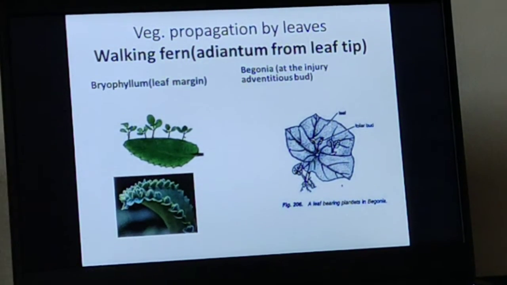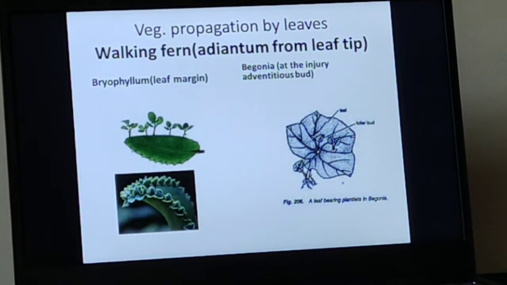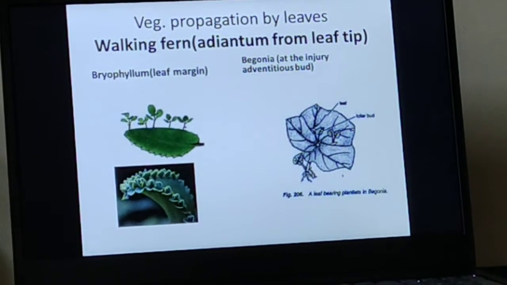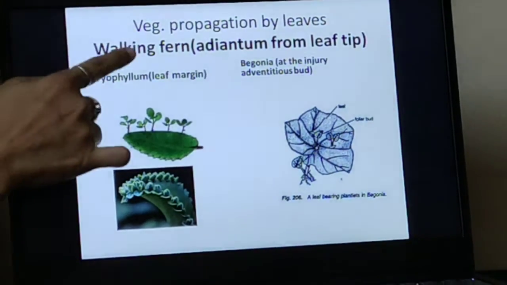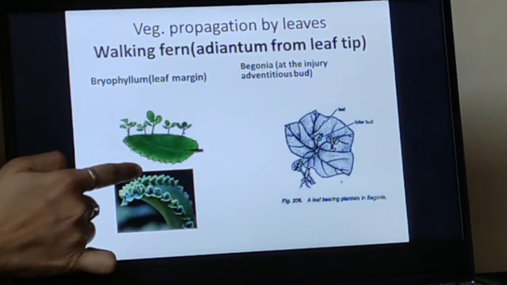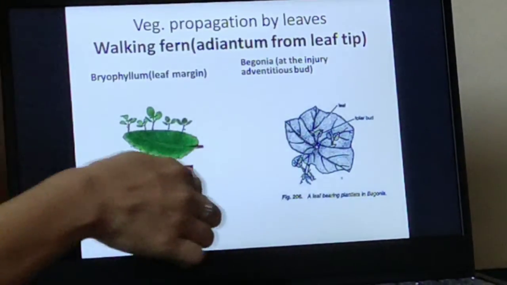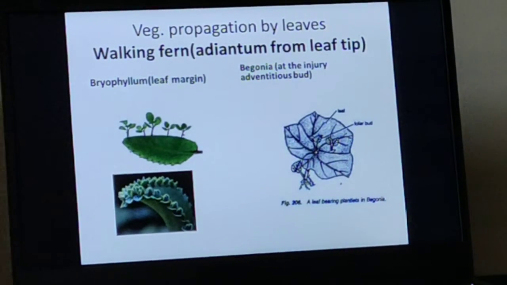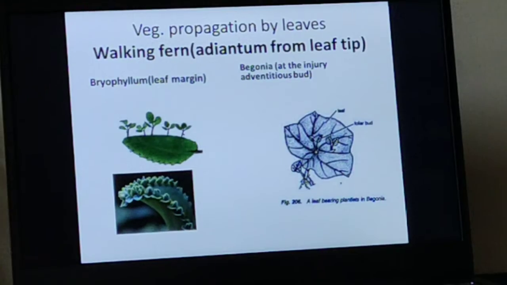The leaf tip is giving rise to a new plant. When this leaf tip comes in contact with the soil, it gives rise to a new plant. Again, the other leaf comes in contact with soil and gives rise to a new plant. So here the leaf tip, here the leaf margin, here the leaf lamina. So in all, the leaves are responsible as a vegetative part which gives rise to a new offspring. This is about the vegetative propagation by the leaves.